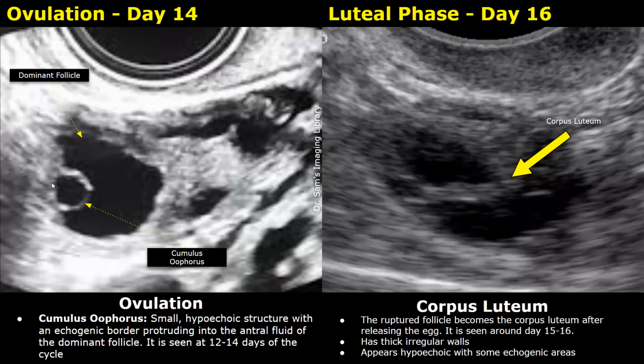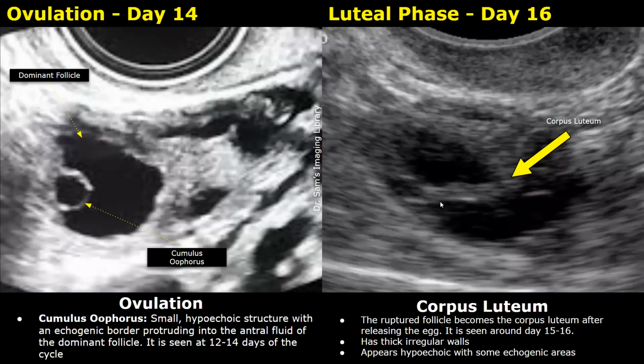This is another image showing a cumulus oophorus inside the dominant follicle. It was seen at day 14 of the cycle in this patient. The image on the right is taken on day 16. Day 16 is the luteal phase. Ovulation has already occurred. The follicle has ruptured to release the egg prior to day 16.